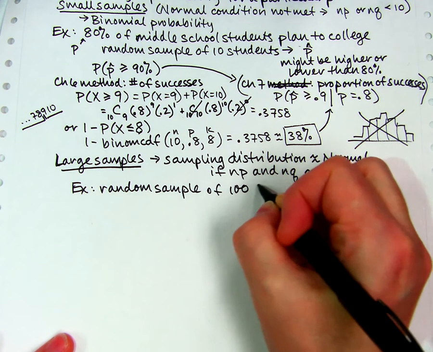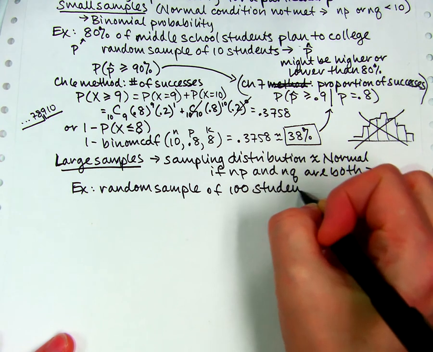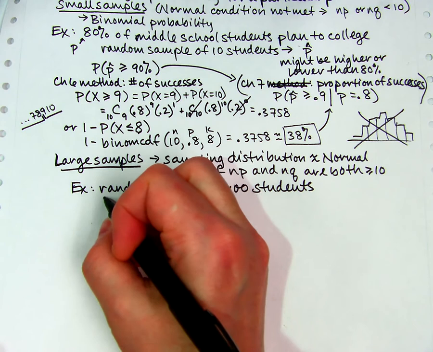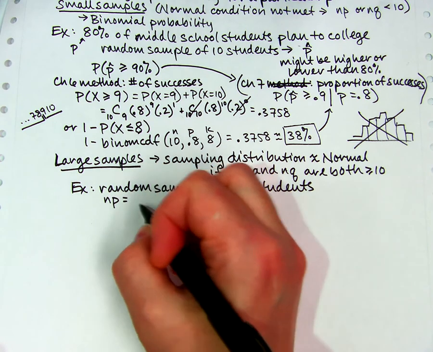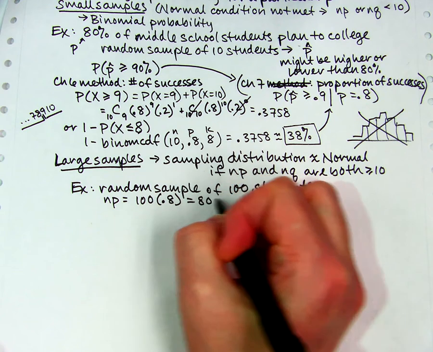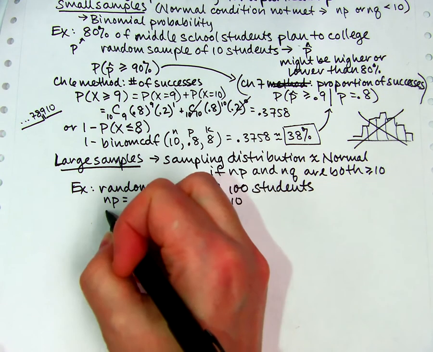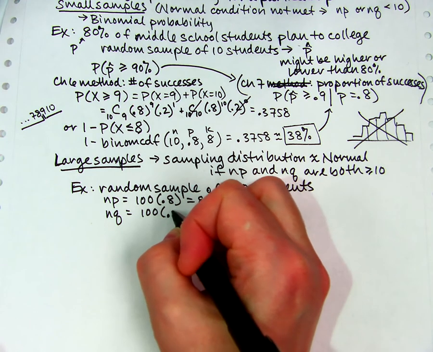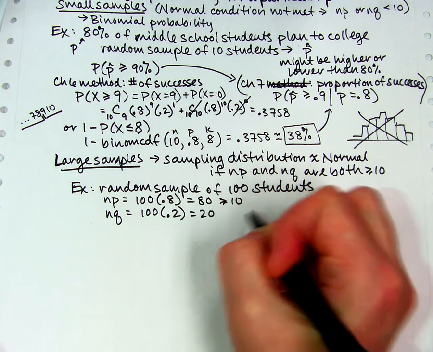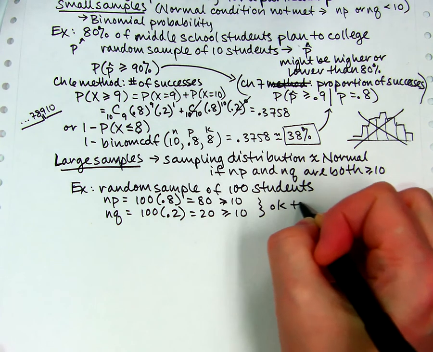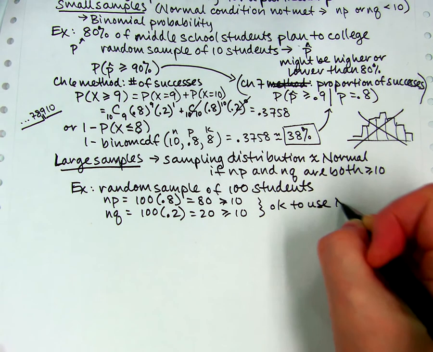of 100 students. And so I can check to make sure that this is actually going to work. np would be 100 times the 80%, which is 80 students. That's bigger than 10. nq is 100 times q, which is 0.2. So that's 20, and that's also bigger than 10. So this is okay to use the normal approximation.